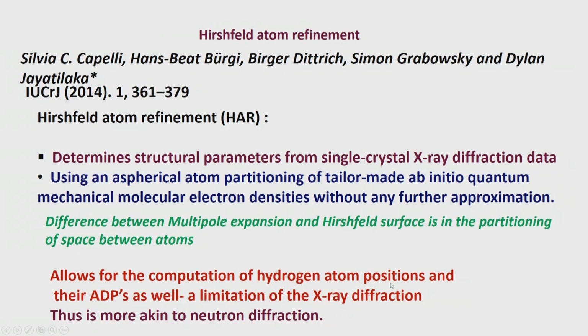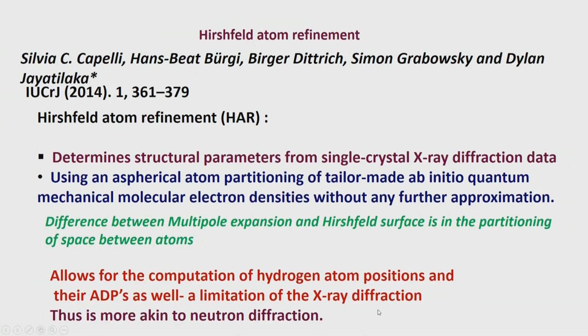So we can actually compute where the hydrogen atoms are lying, and also get their corresponding atomic displacement parameters. This is a limitation in the X-ray experiment. We said that we cannot determine the hydrogen positions, but we use this approach, either the multipole modeling or preferably the Hirschfeld surface modeling, and then we will get the hydrogen atom positions. So in some sense, this methodology of Hirschfeld atom refinement is similar to that of neutron diffraction.